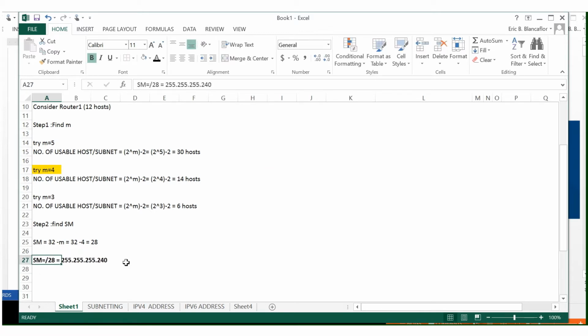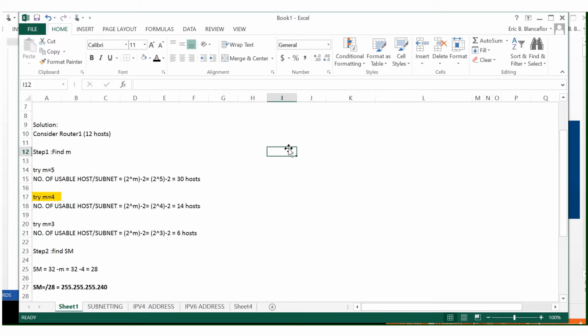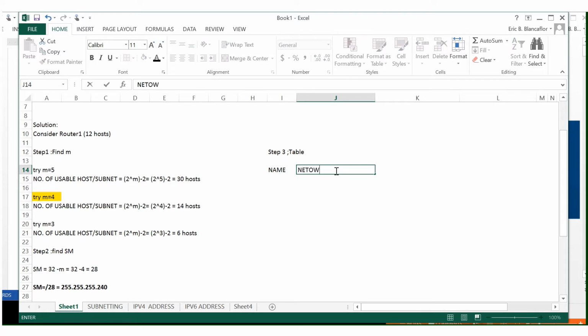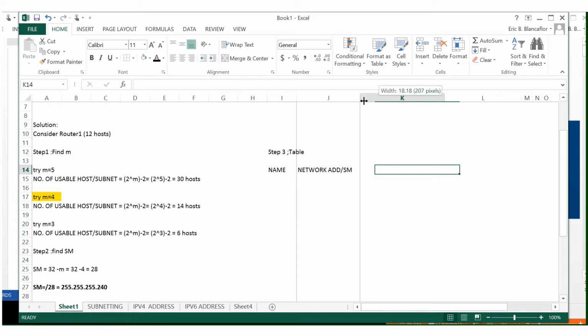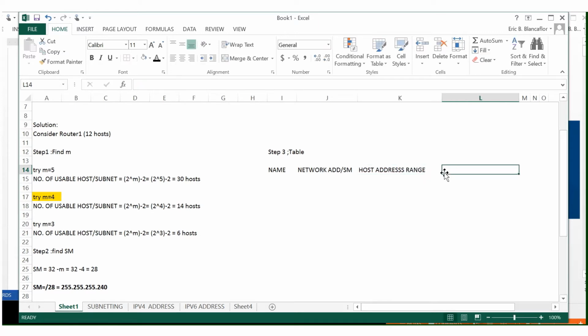Okay? So next is the table. Step 3. Table. So we need to find the network address. We need to get the network address. There. So network address, slash subnet mask. I'll just write there also the subnet mask. And then the host address range. We said that in a given network, there's always one network address, a range of host addresses, and a broadcast. Broadcast.